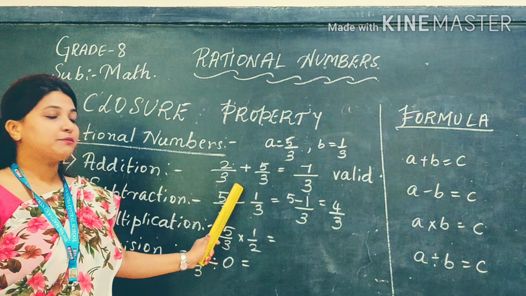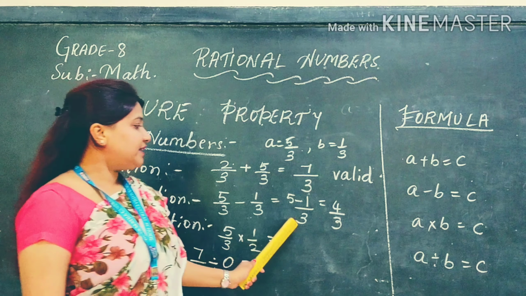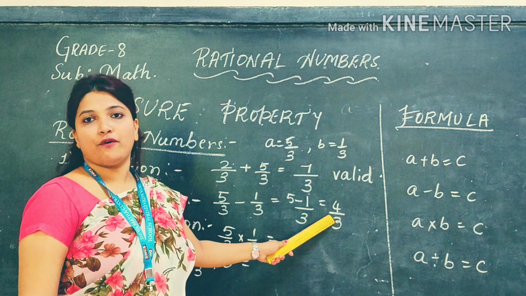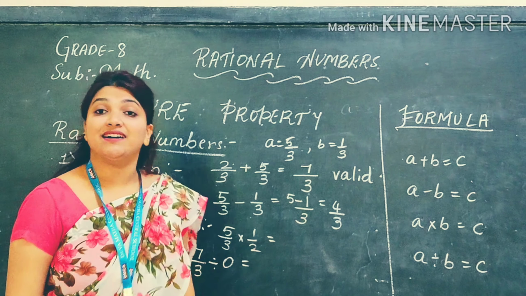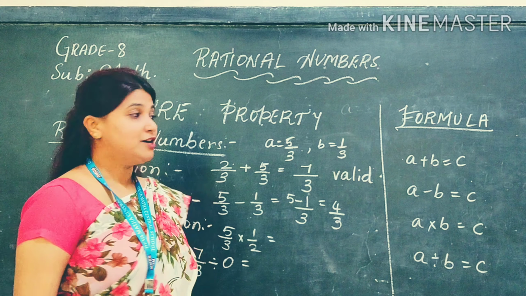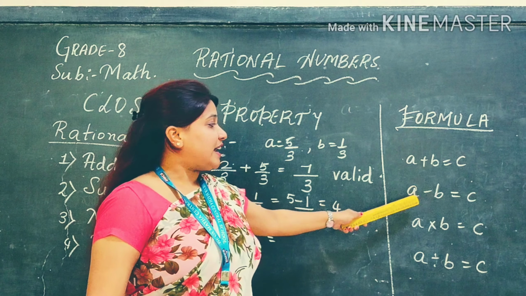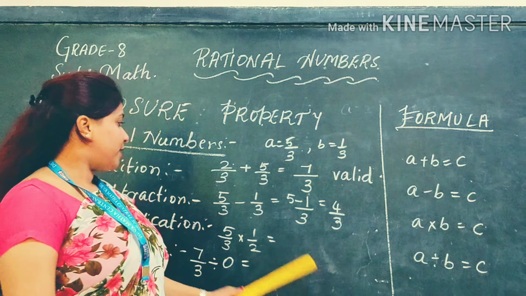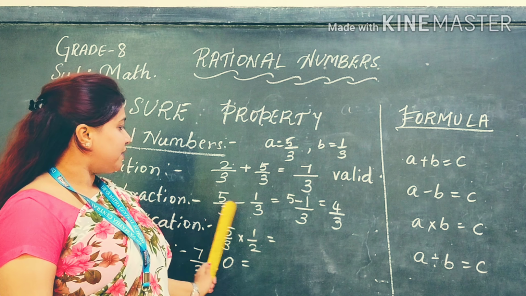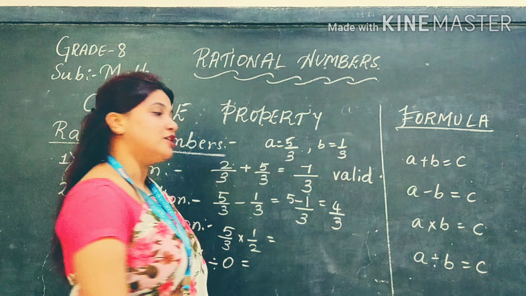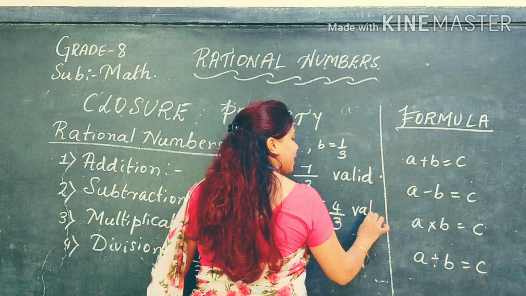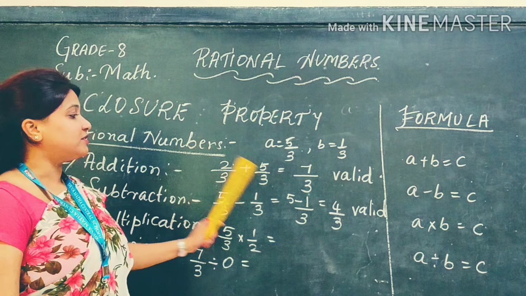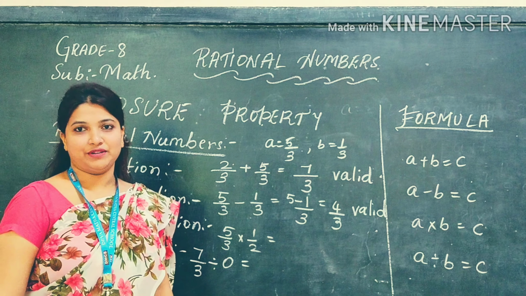I will directly subtract my numerators. So write 3 as it is in my denominator. 5 minus 1 is nothing but 4. So 4 by 3 is again a rational number. So according to the formula, rational number minus rational number, I should again get a rational number. So have I got it here? Yes, rational minus rational, again a rational. So therefore, closure property is valid even for subtraction of rational numbers.